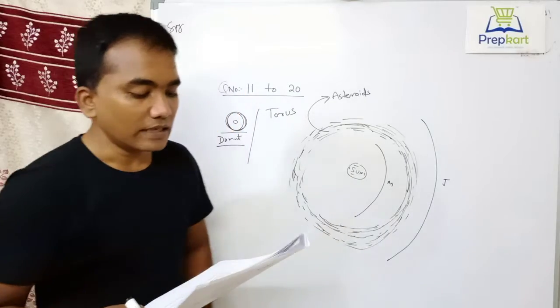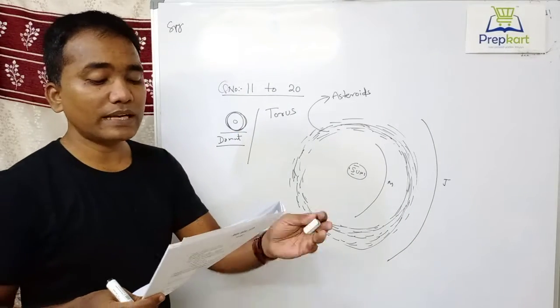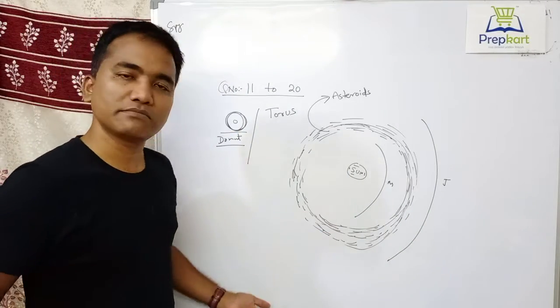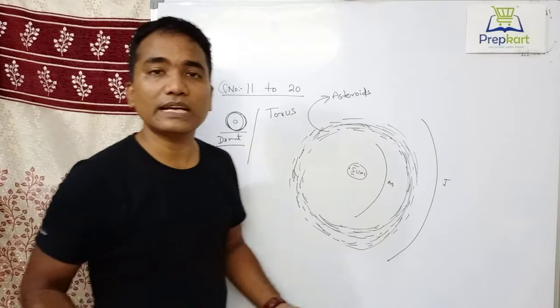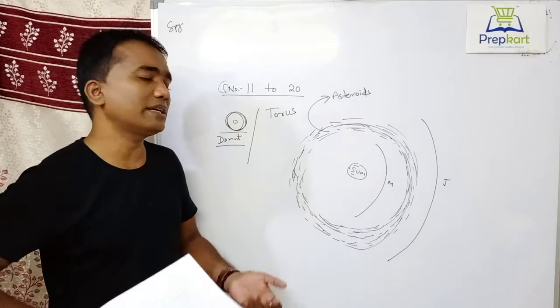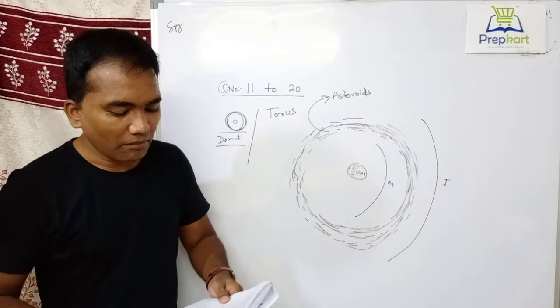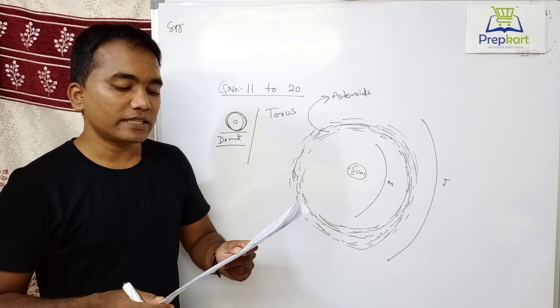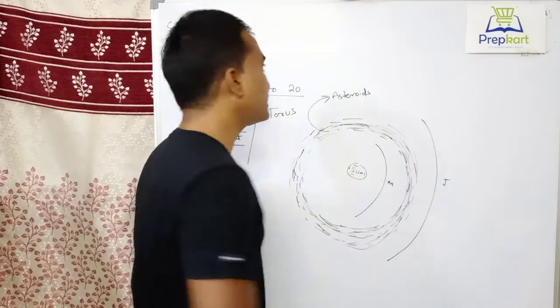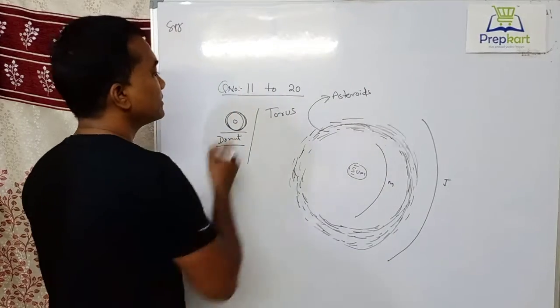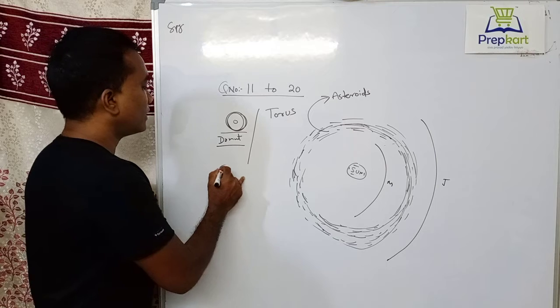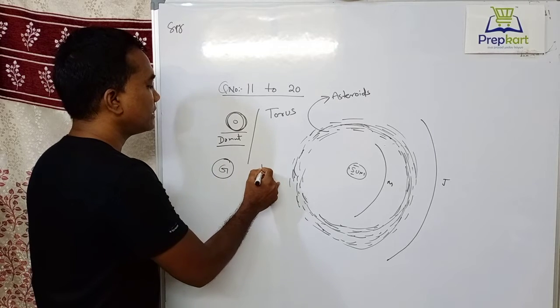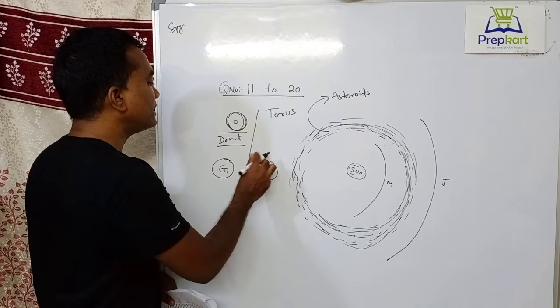Now what is the 12th question? What is the difference between asteroid and minor planets? Both are synonymous actually. Asteroid is equal to minor planet. Sometimes asteroids are called minor planets. Now what is the difference between greenfield project and brownfield project? Here we have a greenfield project and a brownfield project.